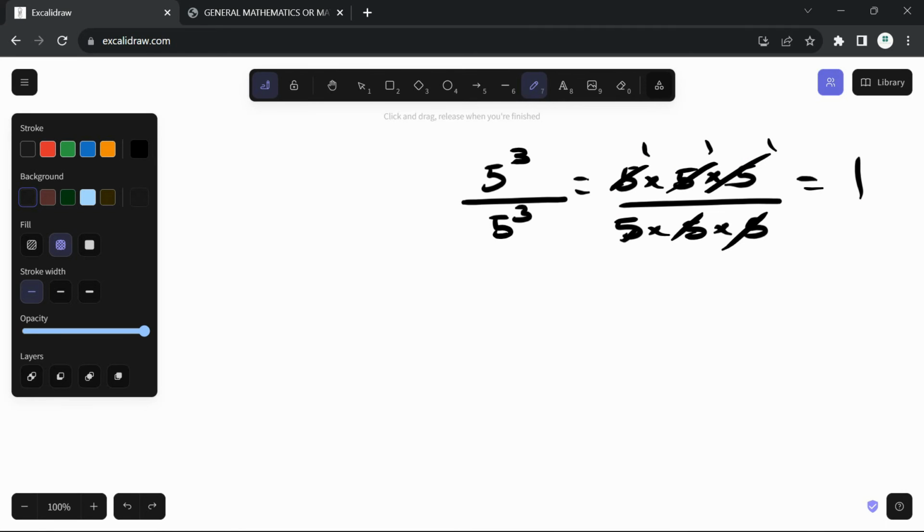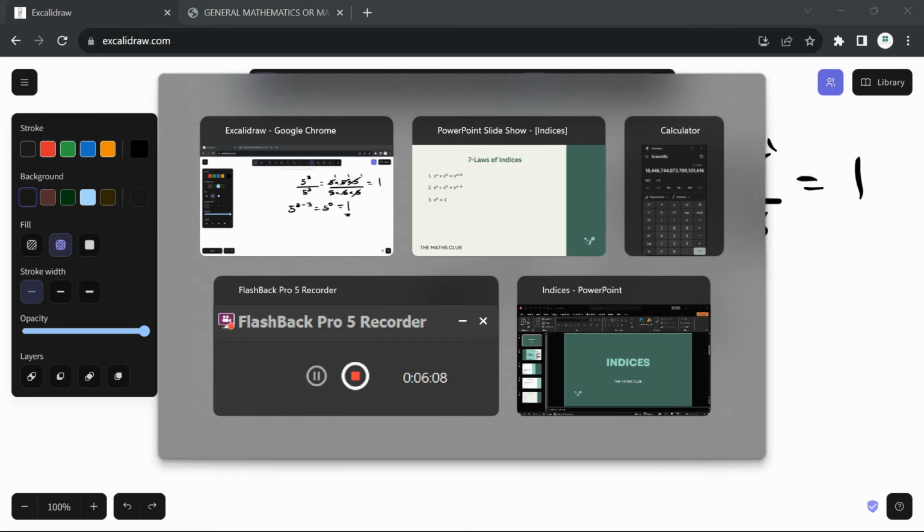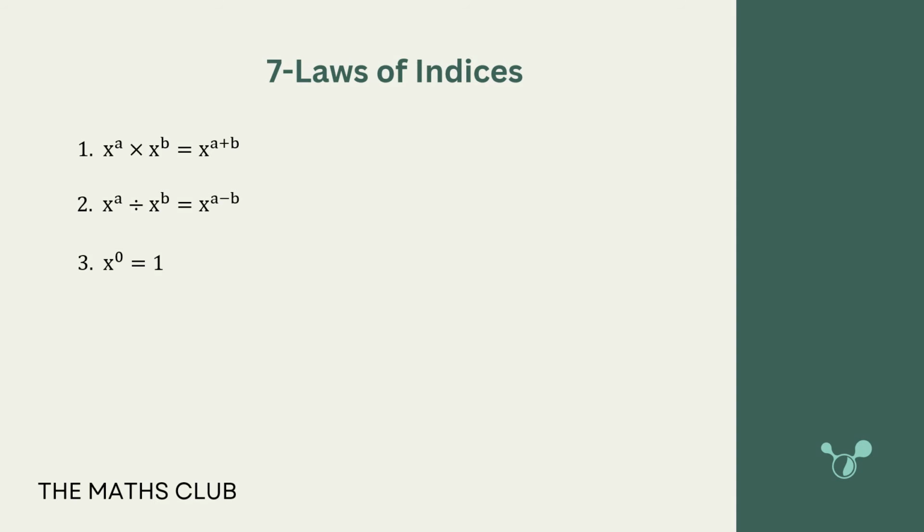Or alternatively, if I know the laws of indices, I could say 5 raised to the power of 3 minus what? Minus 3, and that's 5 raised to the power of 0. And you can see, because it's 5 raised to the power of 0, I must have the same value either way. So you can say anything raised to the power of 0 is equal to 1. So whenever you have anything raised to the power of 0, it equates to what? To 1.